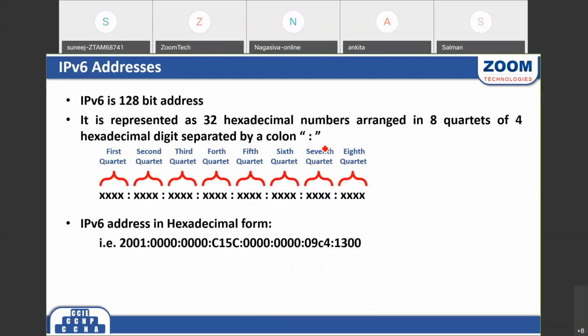Example of IPv6. The main thing is A, B, C, D, E, F. It is not case sensitive. You can use uppercase also, you can use lowercase also. Not case sensitive.